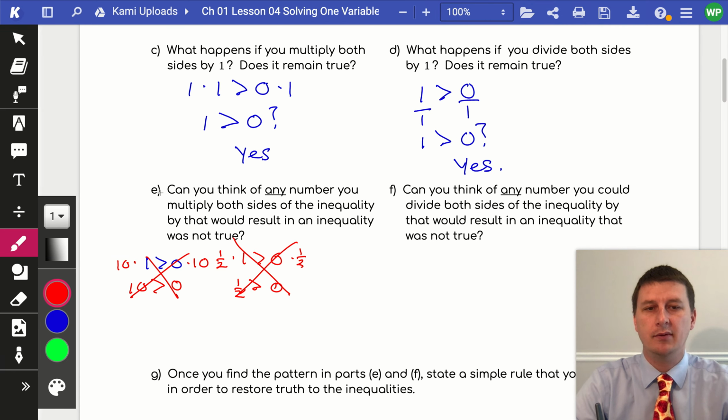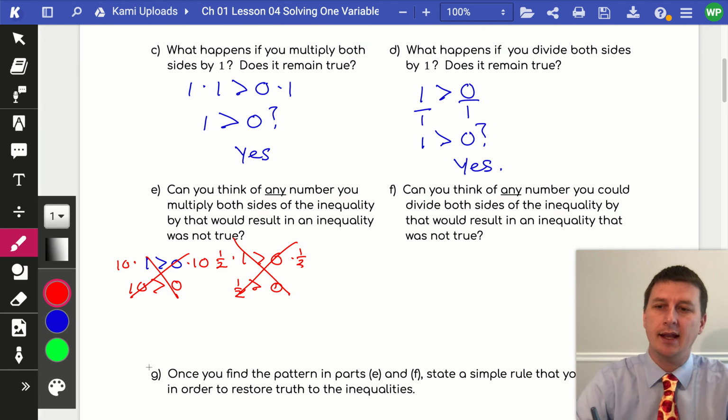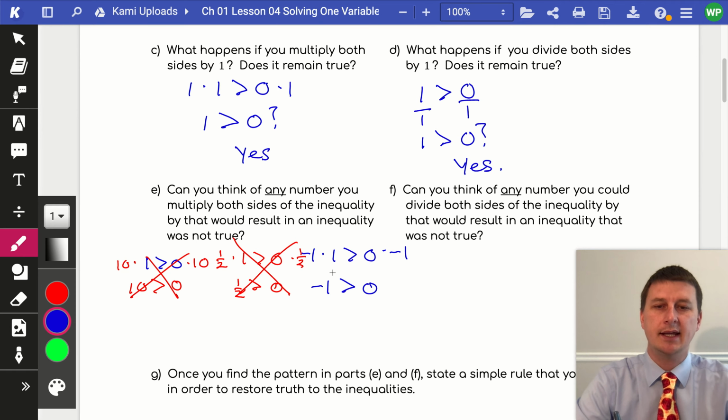Any number that we could multiply both sides by. Well, we've done fractions. We've done larger whole numbers. What about a negative number? Let's try that. Let's see what happens when we multiply 1 greater than 0, and we multiply both sides by, let's say, negative 1. Negative 1 times 1 will give us negative 1. 0 times negative 1 is 0. Is negative 1 greater than 0? No, not true. So this probably works with any negative number.